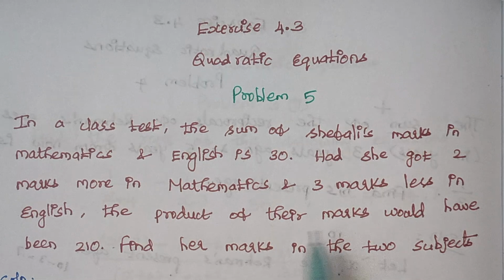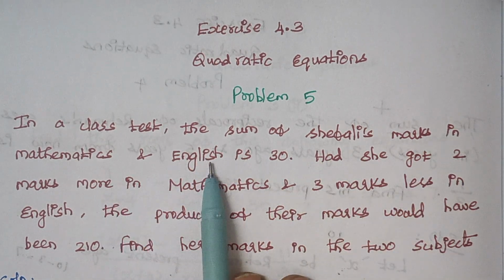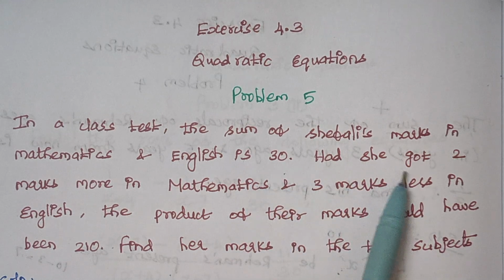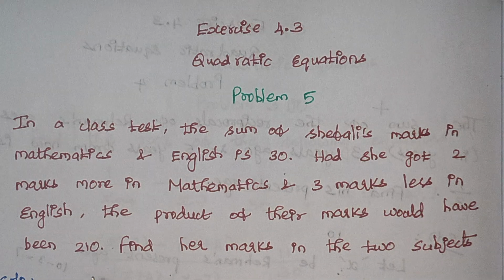The problem is: in a class test, the sum of Shifali's marks in mathematics and English is 30. Had she got 2 marks more in mathematics and 3 marks less in English, the product of their marks would have been 210. Find her marks in the two subjects.